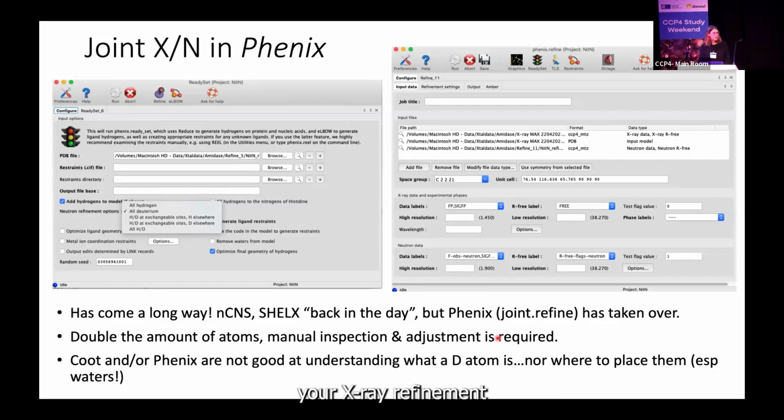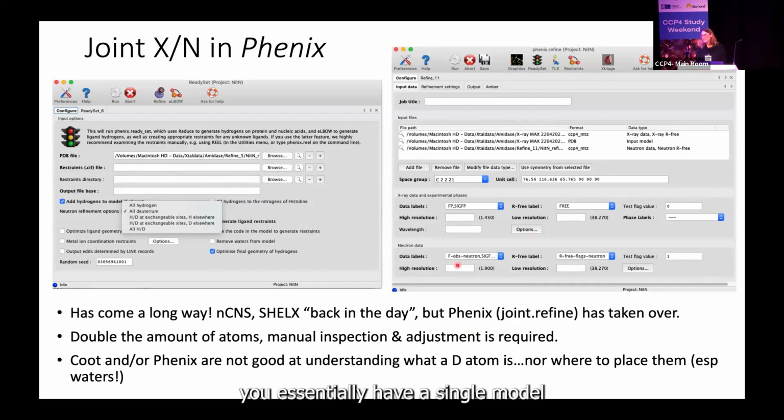So you typically do your X-ray refinement until your R factors converge. That includes placing all your ligands, your water molecules, everything you possibly can. You then modify your model by introducing hydrogens and/or deuteriums in the appropriate positions by using ReadySet. And then you go for a joint refine mode. This has changed now in the newer releases of Phenix. So I hold on to this older one because I like how it works.